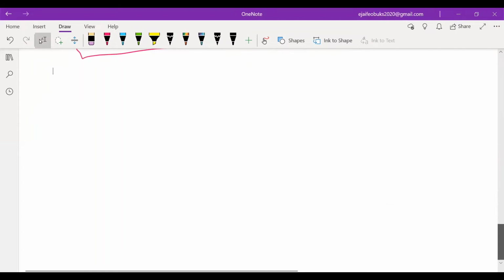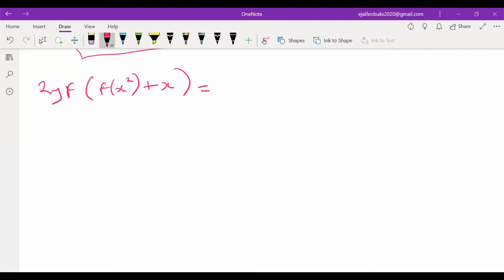We'll come back to our initial equation now. Let's write out our initial equation again. That was 2y f of x squared plus x equals f of x plus 1 times f of 2xy. Okay, so with this, why don't we pick some values and set them in?